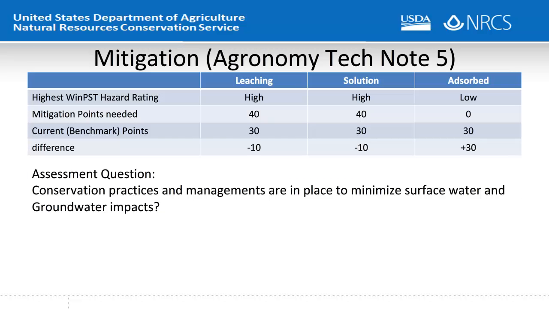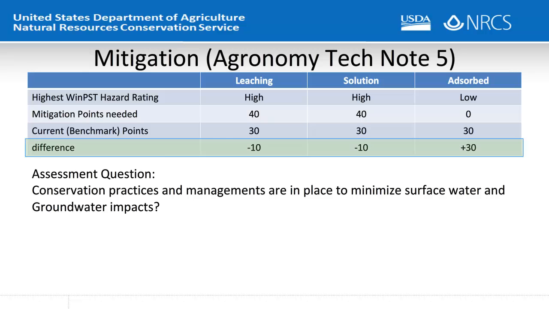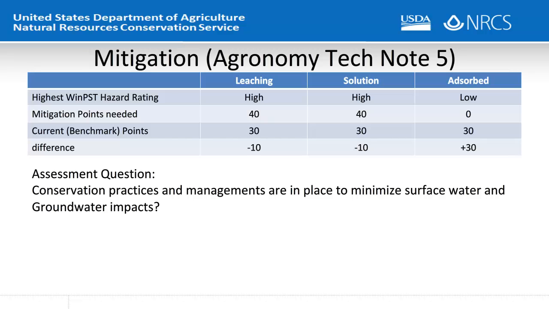This table gives us a summary of the results to answer the assessment question. To recap, we have determined the highest hazard rating for each concern from WinPST, then determine the needed points for mitigation. We also determine the points for techniques that the client is currently using, and now we can determine that the points don't mitigate the hazards for leaching or solution. So the question, are conservation practices and managements in place to minimize surface and groundwater impacts, is false.